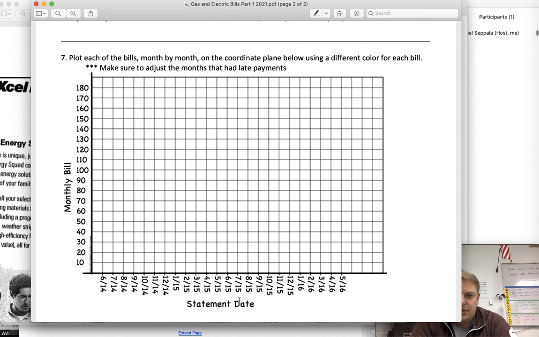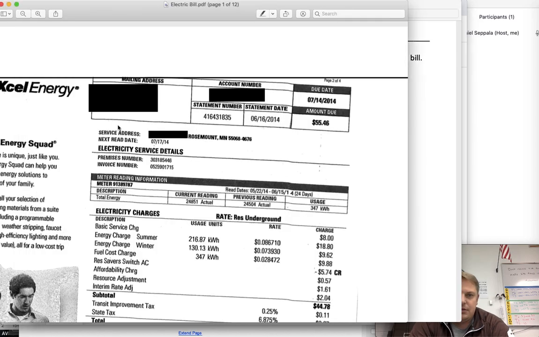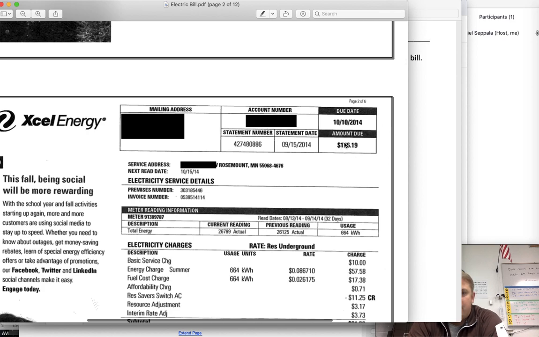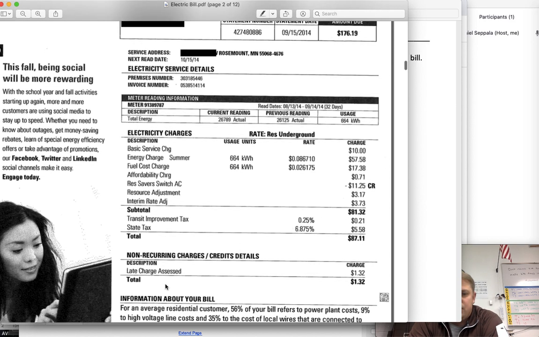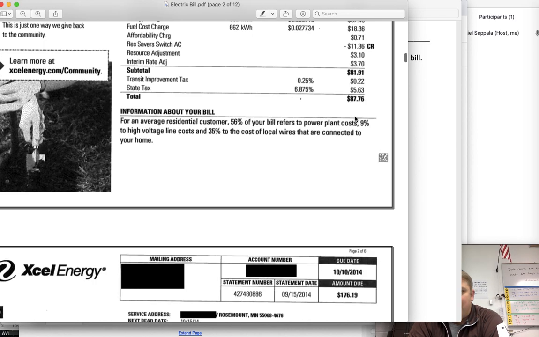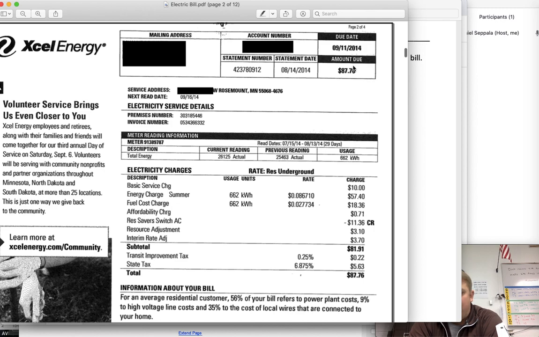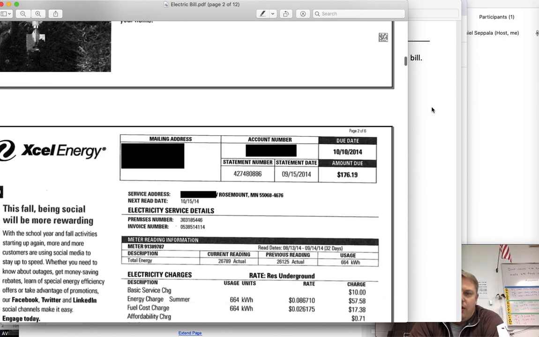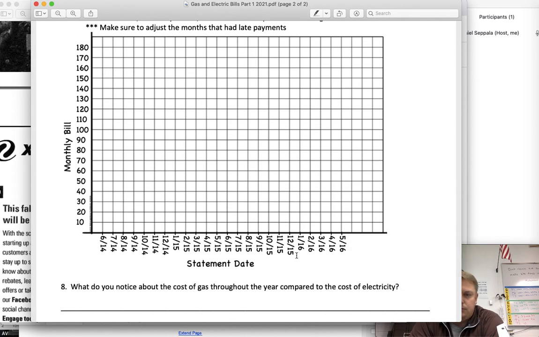But make sure you're using the statement date. The other thing it said is to make sure to adjust the months that had late payments. For the month we were looking at a minute ago, what they mean by adjust is if you see one where there was a late charge, and there are only two, both in the electric, don't graph the full amount for the September of 2014 one. Graph this number minus the previous month, because we're already graphing that one. Subtract that amount from here before you graph this September one, and then do that for the one other bill that's doubled up. That's the main idea with this.